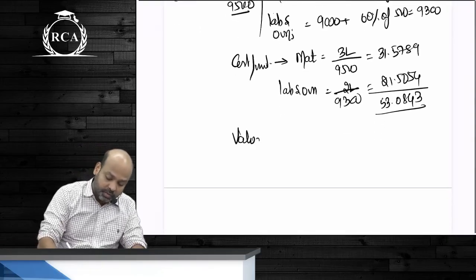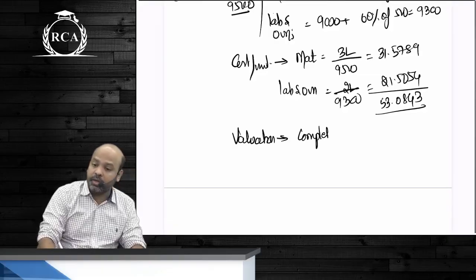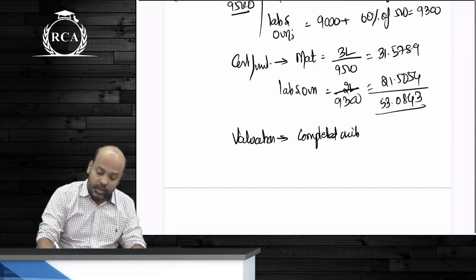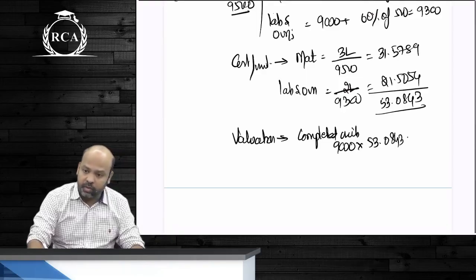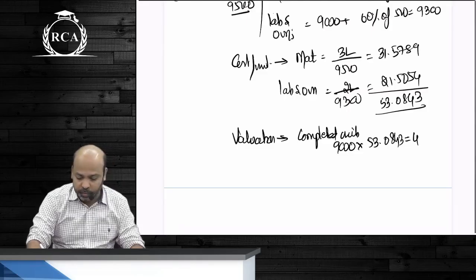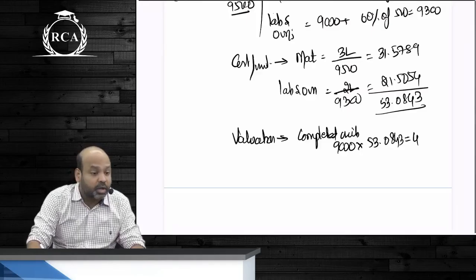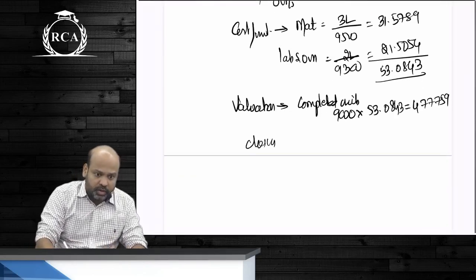For valuation, what will I write? How many completed units are there? 9,000. What will I do with 9,000? I'll multiply by 53.0843. How much will that be guys? Say it together, so that it is heard well. 4,77,759.